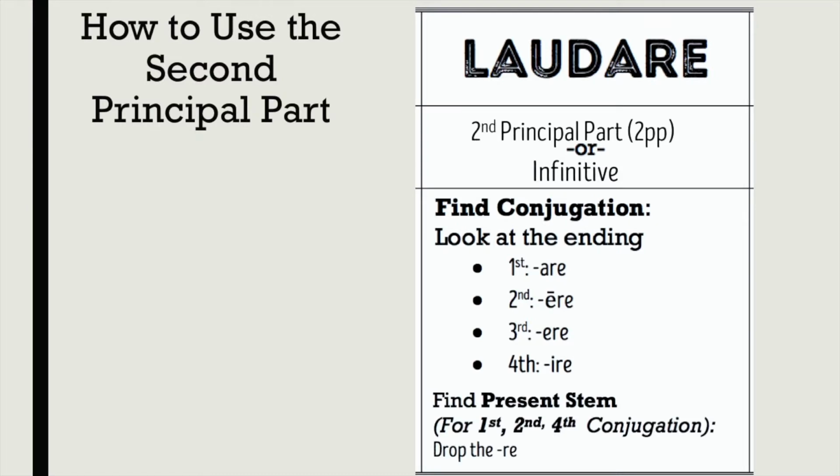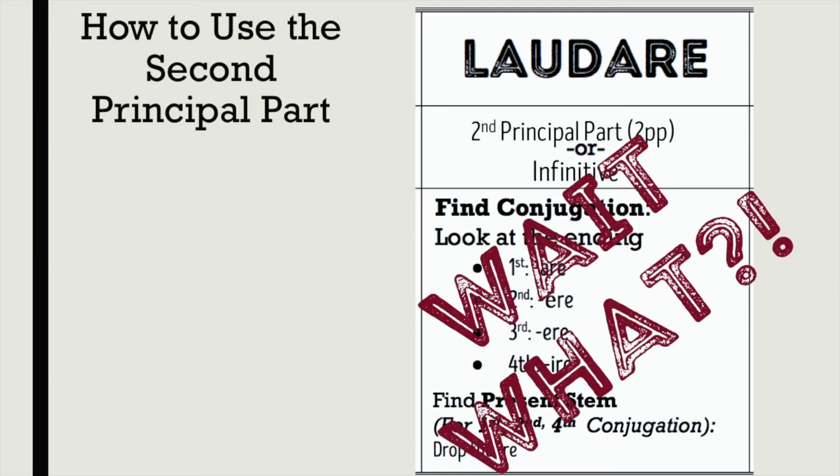And the last thing you're going to do, you're going to use this one form, is to find the present stem for first, second, and fourth conjugation. You're going to do that by dropping the RE off that infinitive for the second principal part. And again, I can hear you going, wait, what?